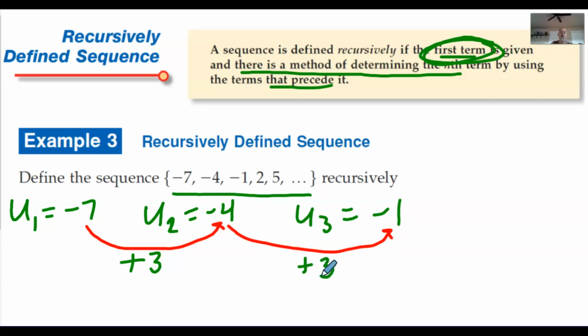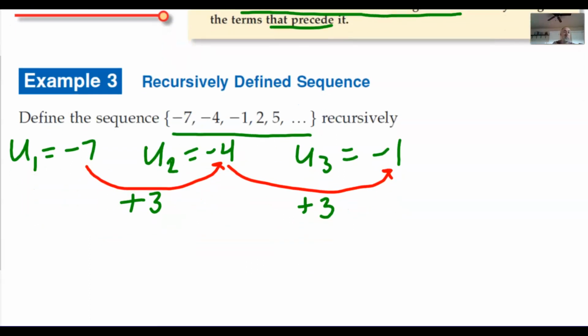add 3. So you can find this sequence recursively by saying any term in this sequence is equal to the previous term plus 3.